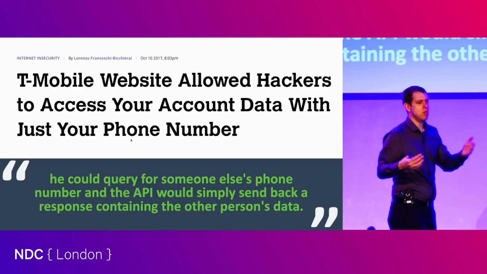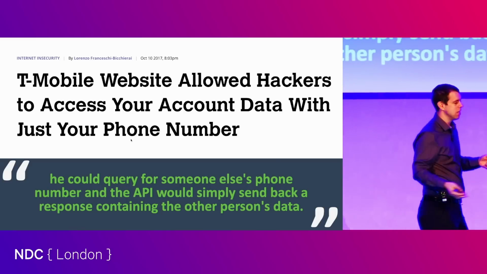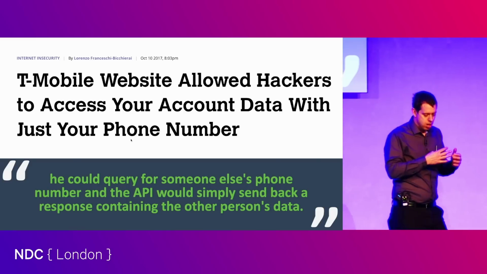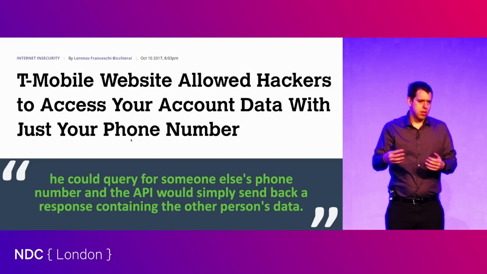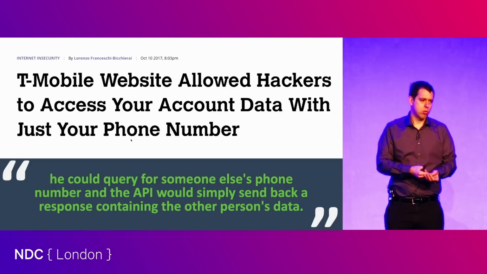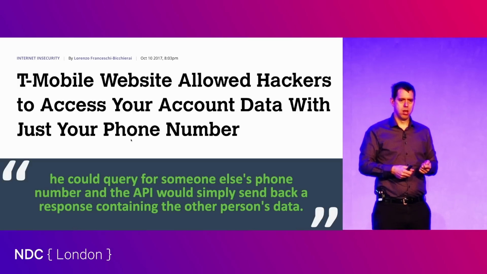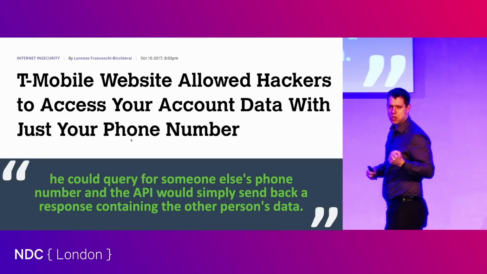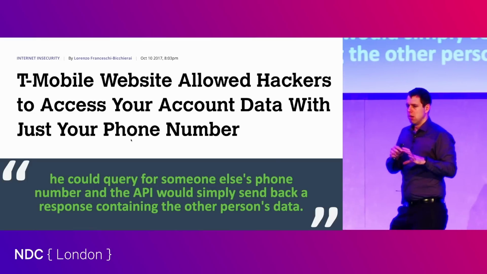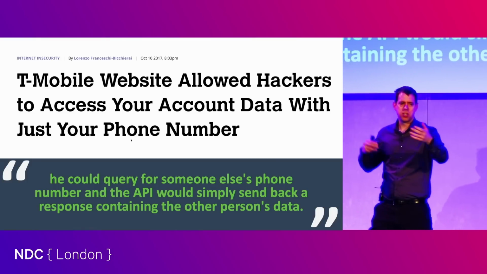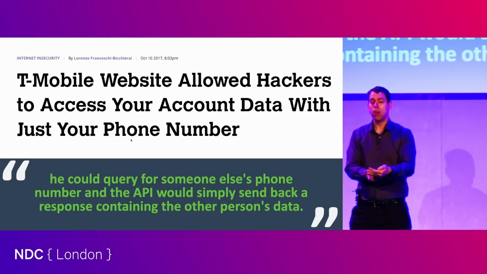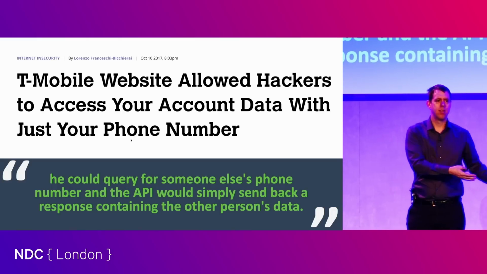Kind of makes sense. It's a unique number anyway, so let's use that as an ID. Sure, why not? If I send a request, they check if I'm authenticated. Good. And they get the account information, and they send me back the response. But if I want to get your account information, I send a request to the API, substitute my phone number with your phone number, send it. T-Mobile is like, are you authenticated? Oh yeah, you are. Here's the account information. Whoops.